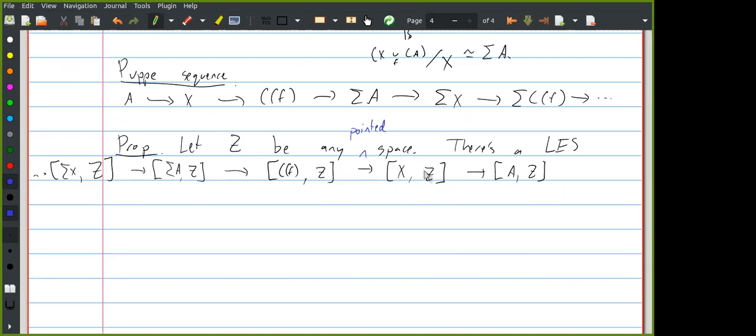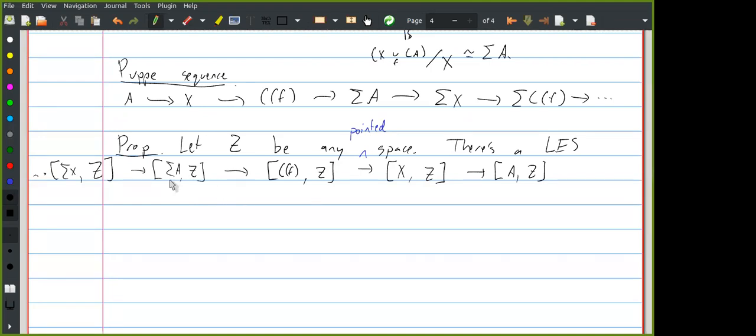These sets of homotopy classes are sets of pointed homotopy classes of pointed maps. And in particular, these are pointed sets. So inside each of these sets, there's the homotopy class of the map which sends everything to the base point of Z. So it makes sense to talk about long exact sequences of pointed sets.